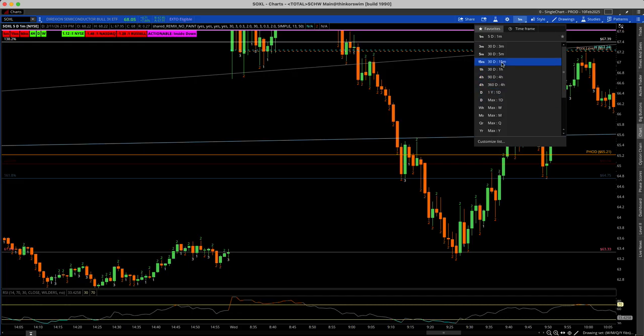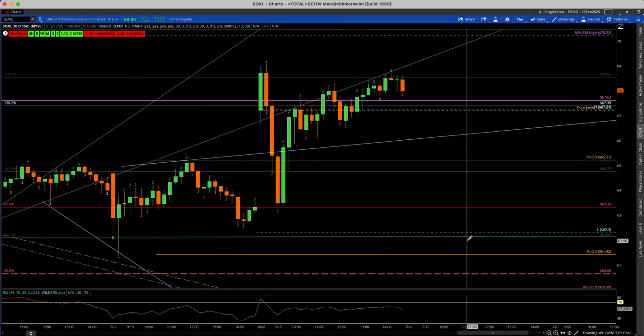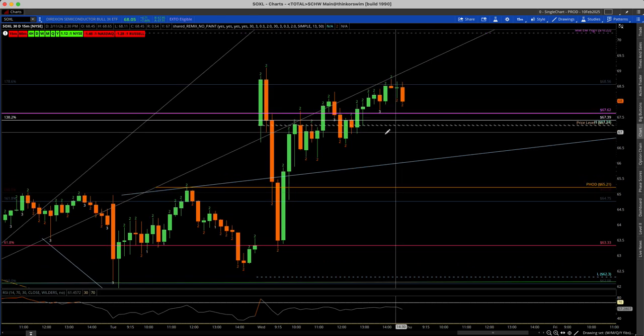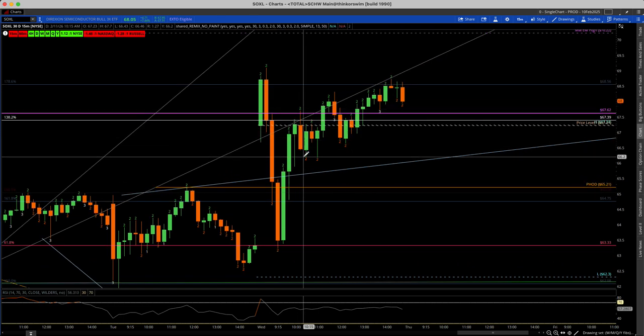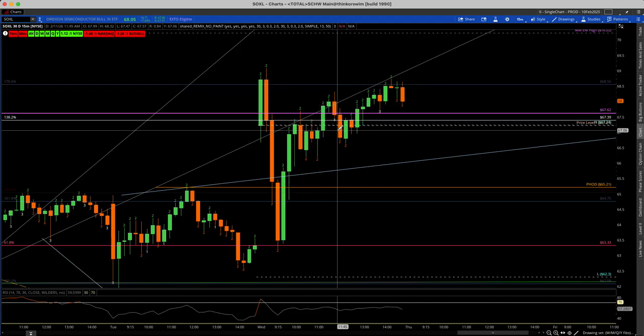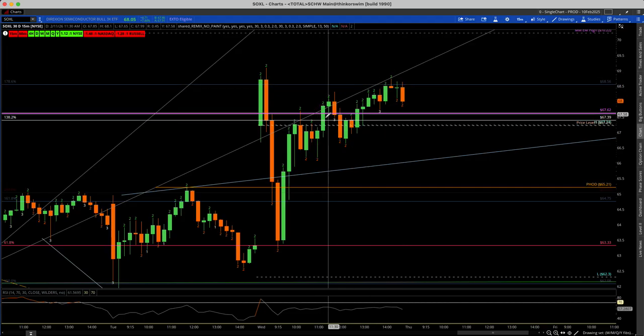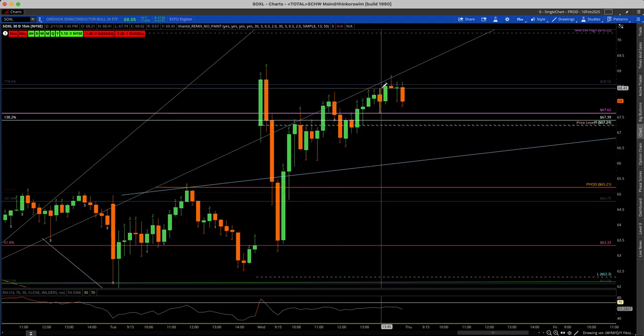Switching back out to the 15-minute, though, we did put in a sequence of, we did get this lower high, but then it was followed up by a higher low, an equal low, and then a higher high. So it does appear, at least on the 15-minute, we're in this uptrend. Although it was kind of slow, it was an uptrend.